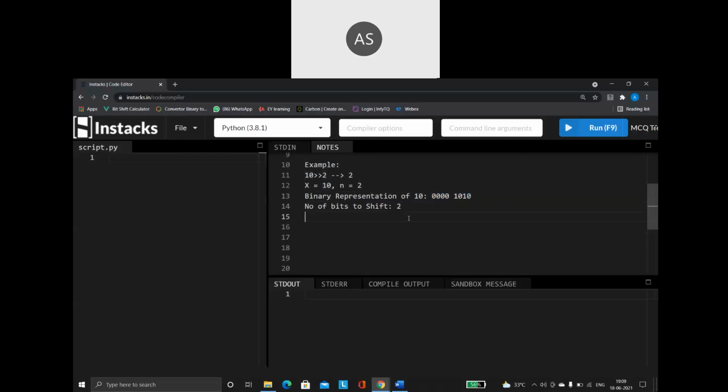So when I remove it, what is the new value I will be getting? The new value is that 2 bits are removed from the right side. So these first two bits will be removed. Then that much of 0 needs to be added. How much of 0? 2 zeros need to be added on the left side.